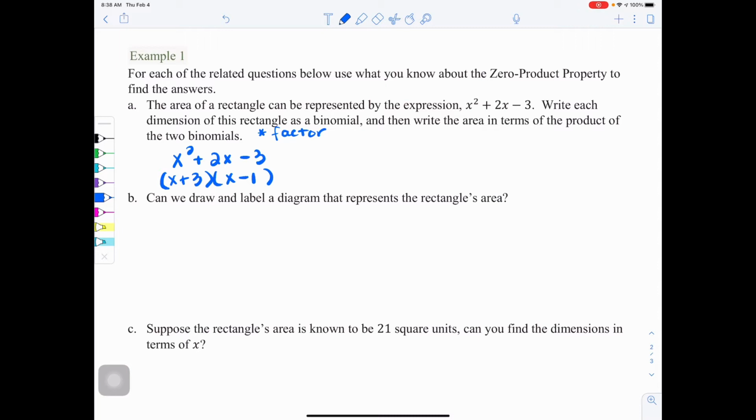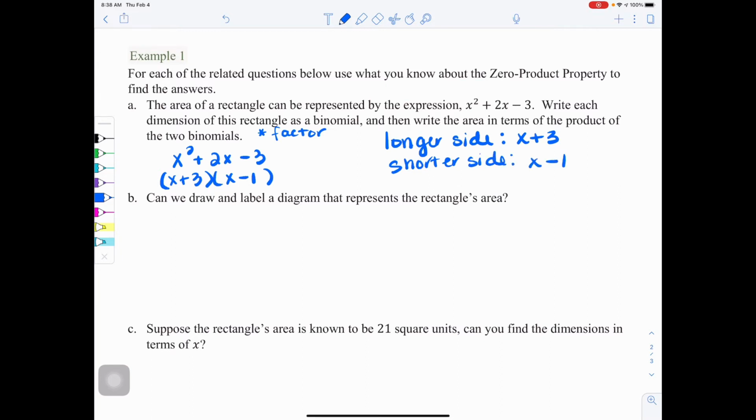So now we just have to determine the dimensions, which is basically what these are. So your longer side is going to be the x plus 3. And your shorter side is going to be the x minus 1.